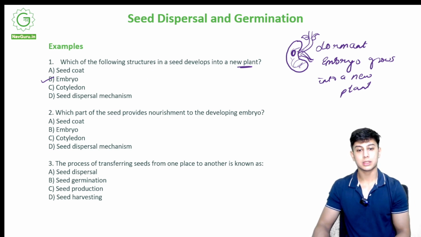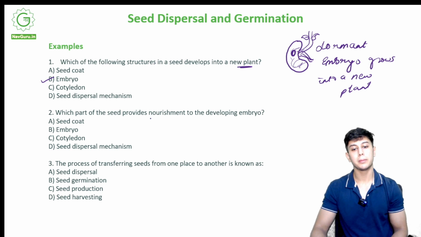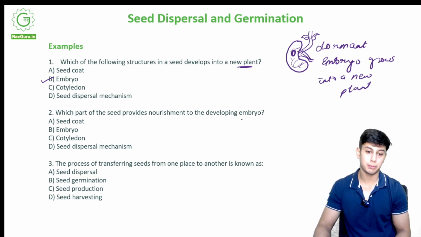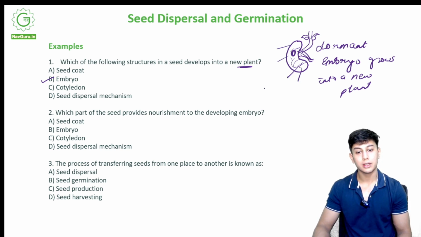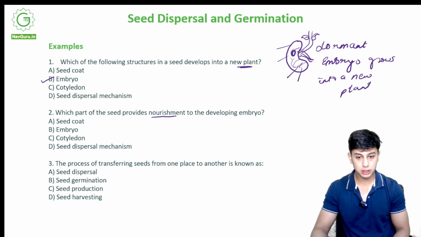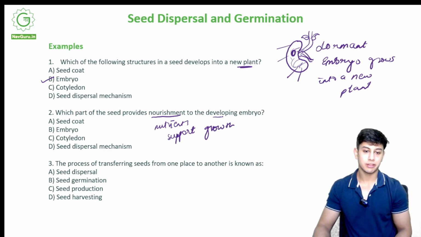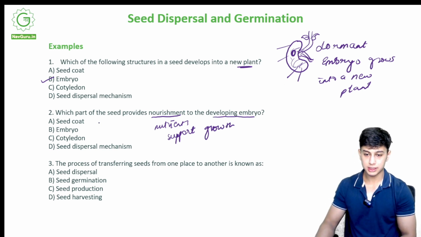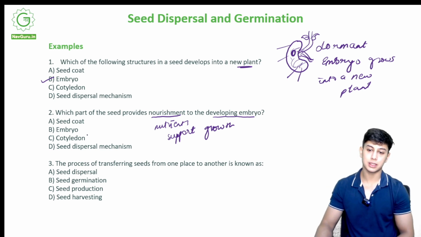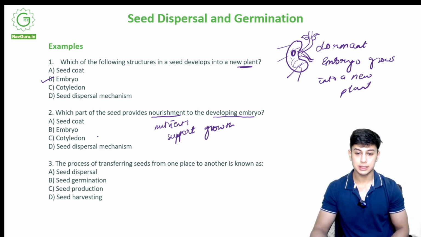Which part of the seed provides nourishment to the developing embryo? So inside the seed, what part will give nourishment? What is nourishment? Nutrients, support, growth to the developing embryo. Is it the seed coat? Is it the embryo? Is it a cotyledon? Or is it the seed dispersal mechanism?